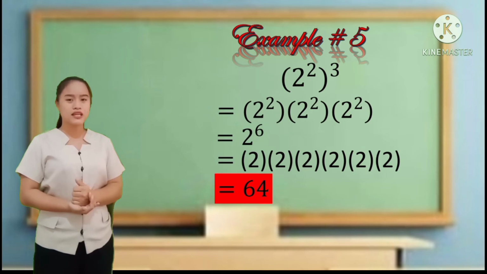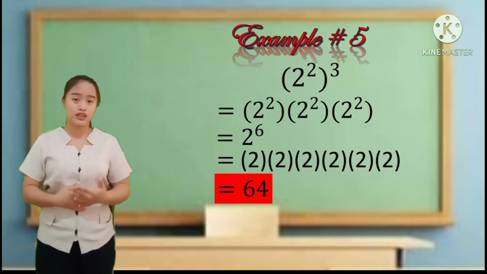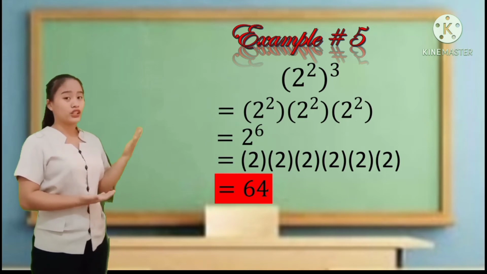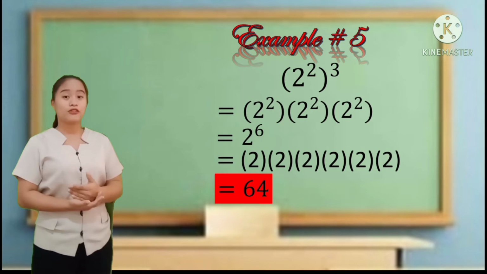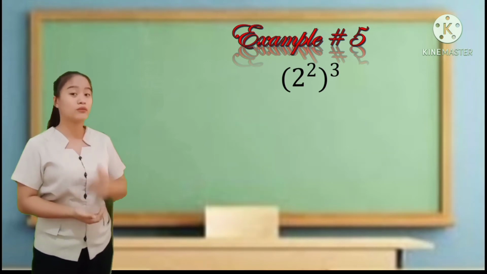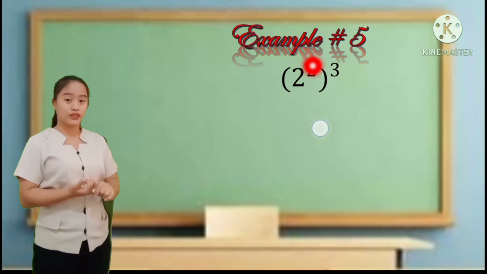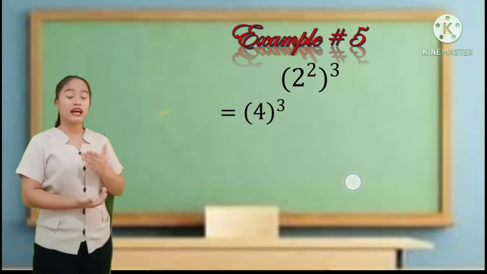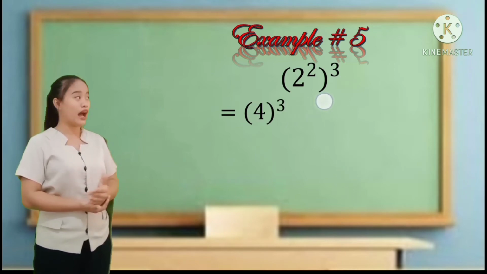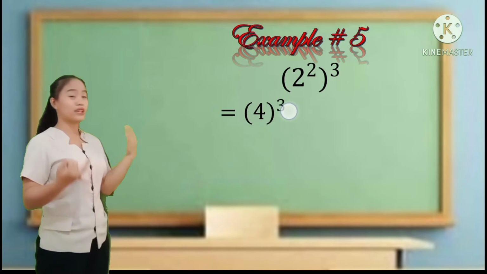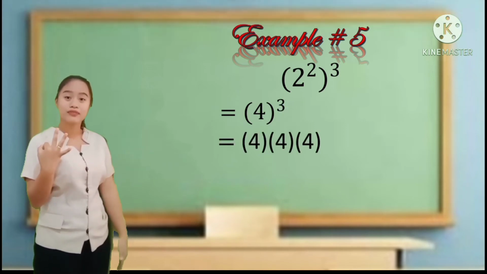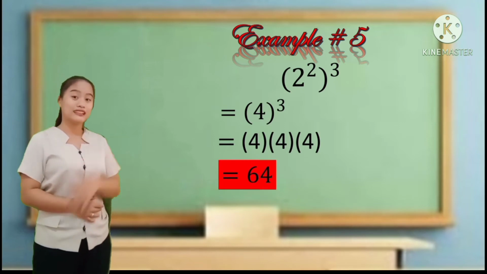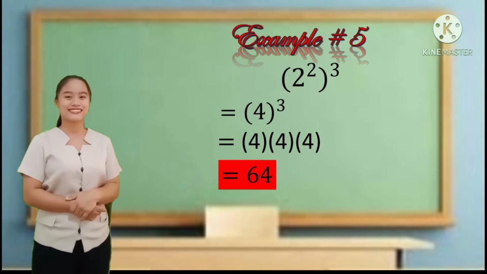So what is the shorter way on how to solve this example? Here you can multiply first the first term, which is 2 raised to 2. You can multiply the base by its exponent, 2 raised to 2, so we have 4. Then multiply it 3 times. So we have 4 multiplied by 4 multiplied by 4, which is 64. The same as the answer when we use the expanded form of multiplying this term. Understand, class? Yes, ma'am. Very good.